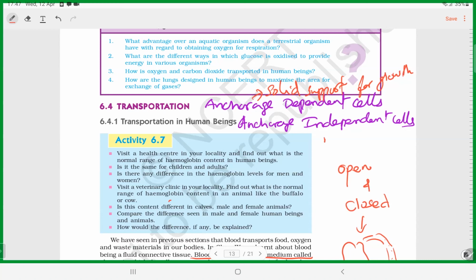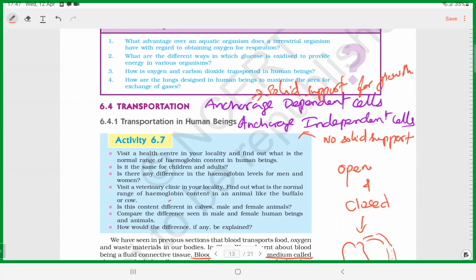No solid support required. Then they are called what? Anchorage independent cells. Only blood cells are anchorage independent cells. Just like that, they can float and easily travel. These cells can be easily transported in the blood.